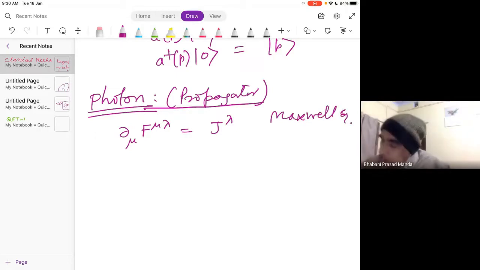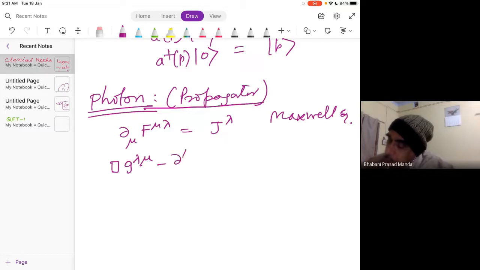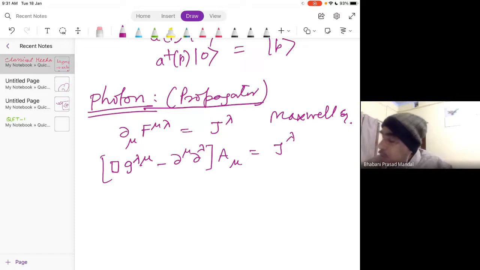So this Maxwell equation I can write with indices mu nu in terms of the box operator times g lambda mu, and then this term will be del mu del lambda times A mu equal to j lambda. You can simplify this. So this is the Maxwell equation.